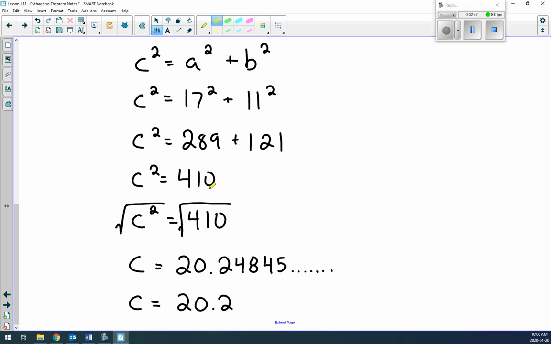Now, we're not done here, because that's C squared. Oh, that's a really big side? No. You have to take the square root of it. C has to be by itself. So what's the inverse operation of squaring something? Well, taking the square root. If we take the square root of C squared, we end up with just C.